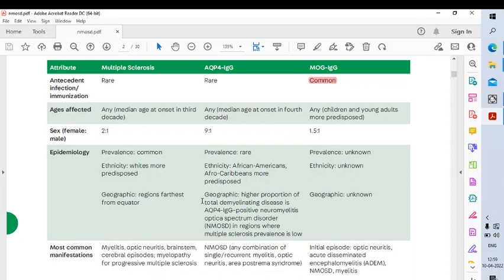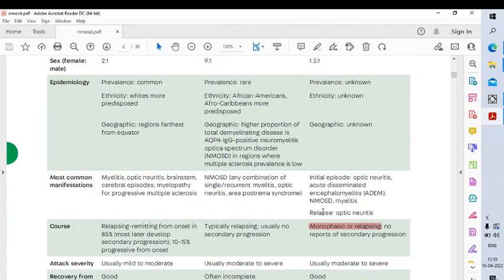Now, epidemiology. Whites are more commonly affected in MS, whereas aquaporin 4 IgG is a disease of African Americans, Afro Caribbeans, and the Asian population. For MOG, the geographic distribution is unknown. And what are the most common presentations for MS? We know it is myelitis, optic neuritis, brainstem and cerebral episodes, myelopathy.